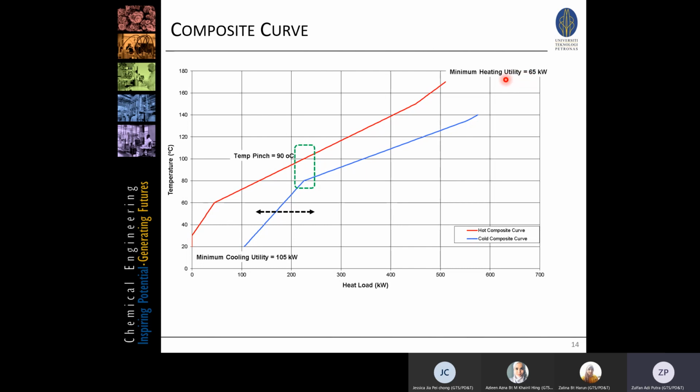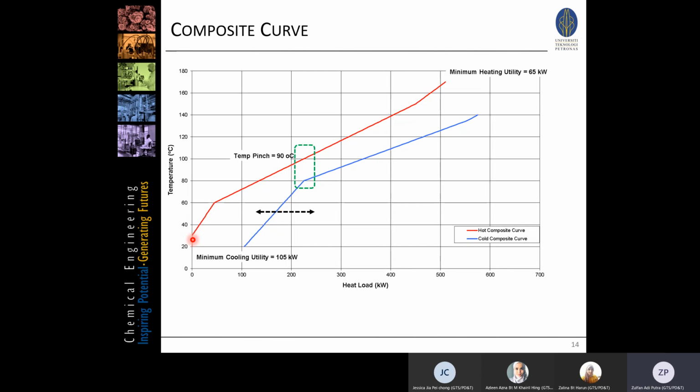We can supply more heat, but we cannot supply less heat than this because of this constraint. I will show you later on. The same goes with the cooling utility. The area where the hot streams are not covered by the cold streams, that means this heat has to go somewhere.